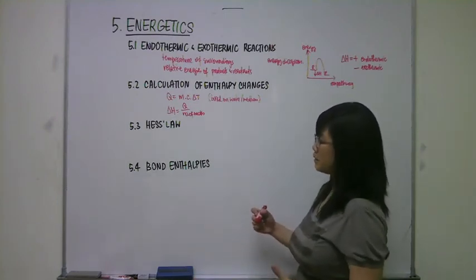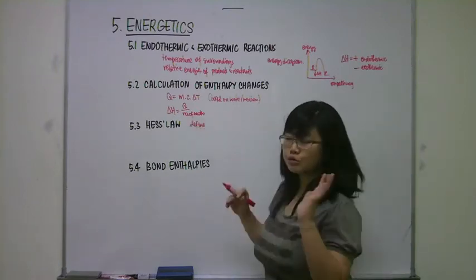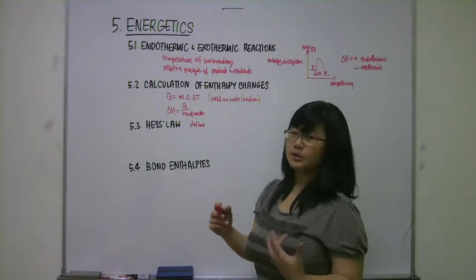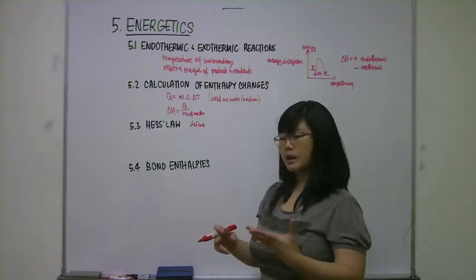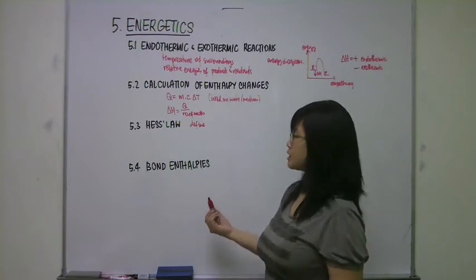5.3 is Hess's law. So first you have to define what this is. Although the students are not required to know the definition, but you can tell them. And most importantly, you need to teach them the application. Teach them the application of Hess's law.